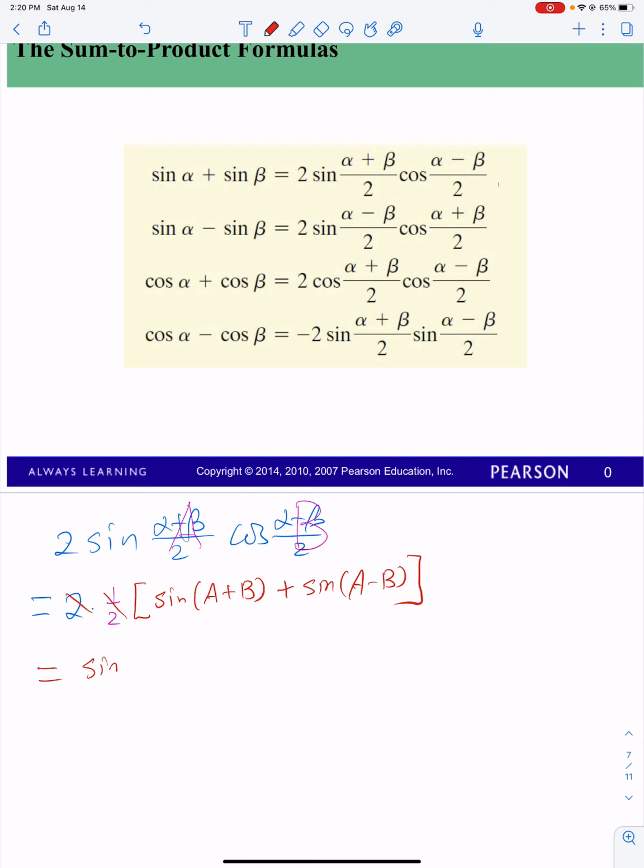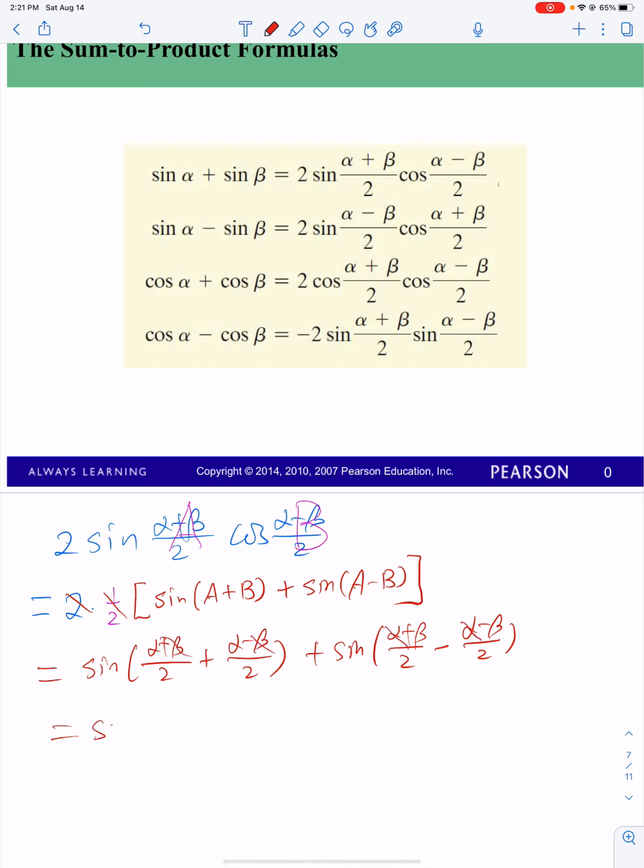plus sine of A minus B. What is A here? Alpha plus beta over 2 plus alpha minus beta over 2, plus sine of alpha plus beta over 2 minus alpha minus beta over 2. If you add, the beta cancels. If you subtract, the alpha cancels. So what do you have? Sine of 2 alpha over 2, which is alpha, plus sine of beta, which is the first formula.